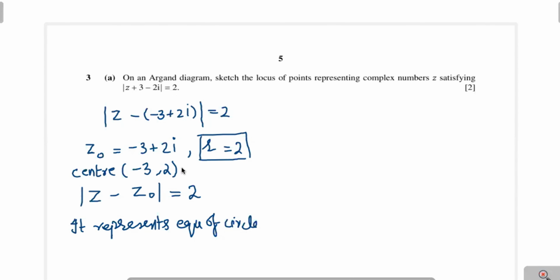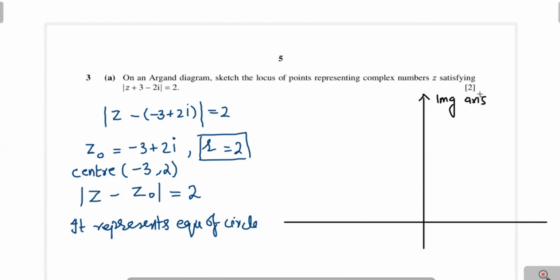Now we will draw it on a complex plane. Firstly we draw the complex plane. This is the y-axis and this is the x-axis. The y-axis is called the imaginary axis and the x-axis is called the real axis. We mark the points here 1, 2, 3, minus 1, minus 2, minus 3, 1, 2, 3. Now we will mark the center, that is (−3, 2). This point is (−3, 2).